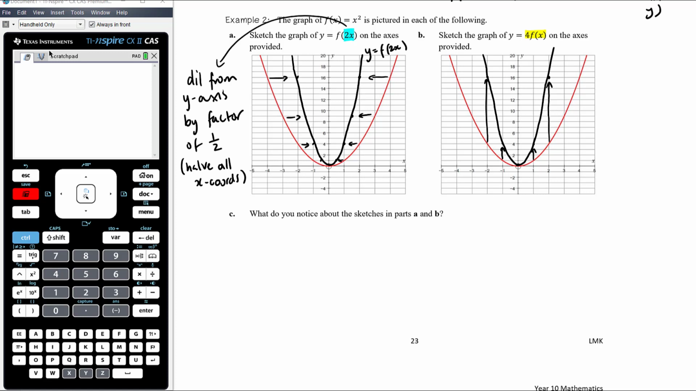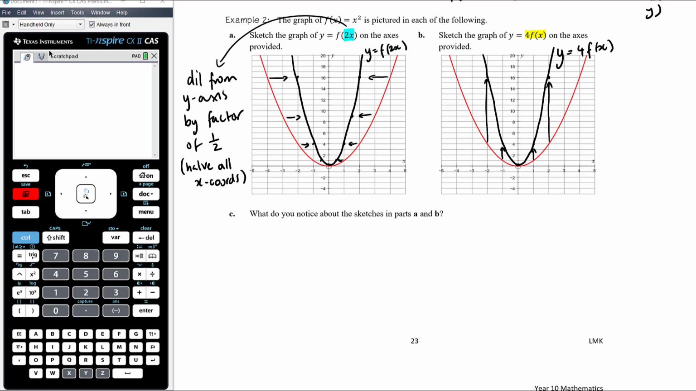Okay, now what we actually see here is that we've ended up with the same graph. And so that's why we didn't need to think separately about dilation from the y-axis with the quadratic and also with the cubic, because we can instead expand it out and worry about it as a dilation from the x-axis.